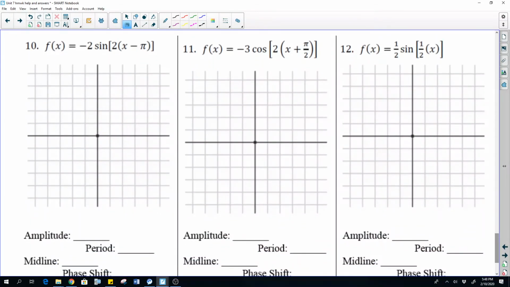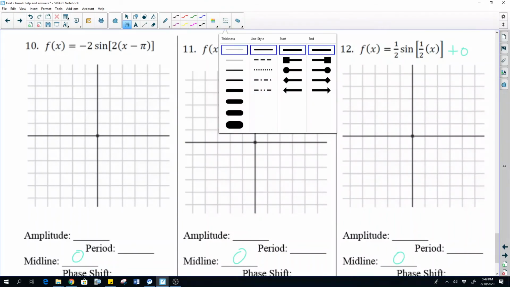So number 12, we have a midline of plus 0. Nice. Because there's nothing there. In fact, that's most of them. I think that just made it easier on this assignment, is having a midline of 0. So it just means there's nothing plus or minus over to the right there for the k value. Awesome.